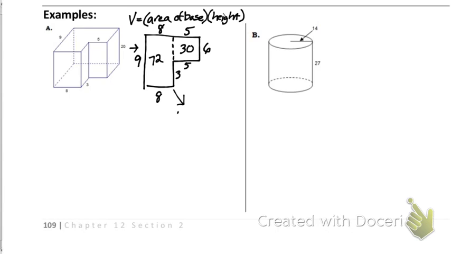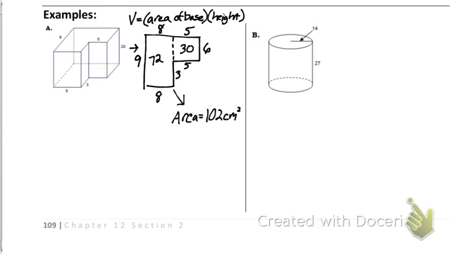So my total area is going to equal 102. I'm just going to call it centimeters squared. All right, I got my area of my base.